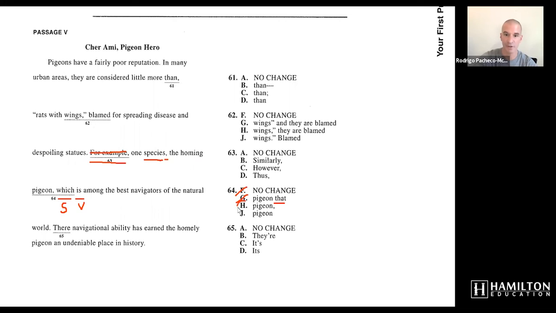H, this is our correct answer because we eliminate the relative pronoun, and that means that we can use the verb in the sentence with this subject, which should be species. So we can reread this sentence with this answer choice to confirm that we have an independent clause. One species is among the best navigators of the natural world. So that works. This is why H is our correct answer. We would eliminate J because we are missing the comma after pigeon for these non-essential elements.